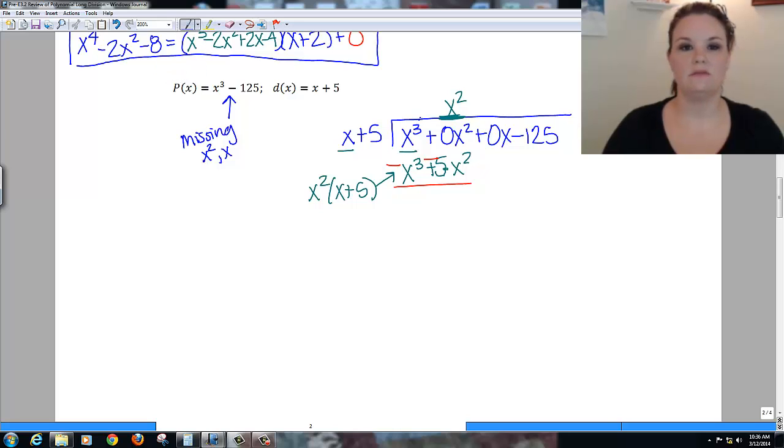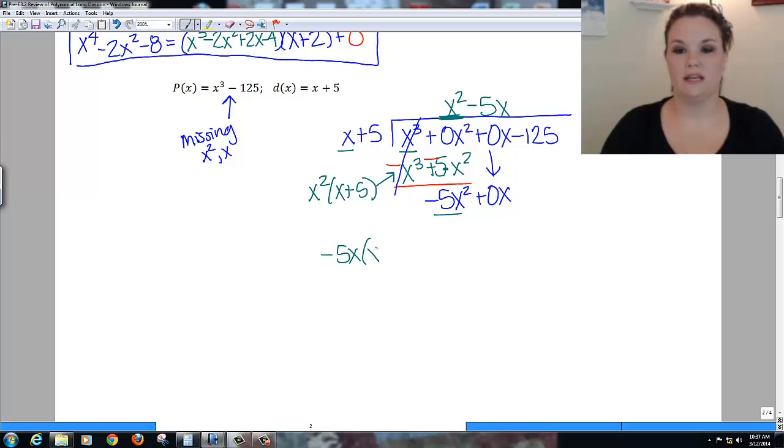They both become negative. My x cubes cancel, and I'm left with negative 5x squared. And I bring down my next term, which is 0x. Then I say, what do I need to multiply my x by so that it looks like negative 5x squared? I need to multiply by negative 5x. So I'm going to distribute negative 5x to my divisor, which is x plus 5, and write that here. So negative 5x times x is negative 5x squared. Negative 5x times positive 5 is negative 25x.